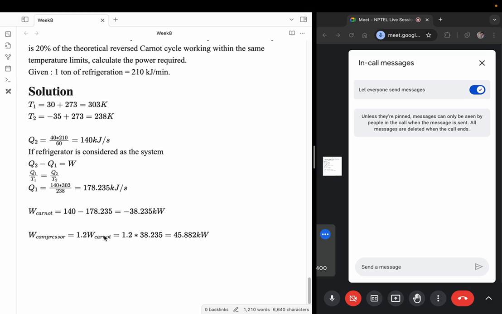I think this is clear. So in case of a refrigerator, you have to do more work, so this will be 1.2 times this, or in case of a heat engine, it will be lesser, so it will be 0.8 times the work done. So this will give you a net value of 45.88. If you're not convinced, you can also write the equation directly. Even from there, you will get the same answer.